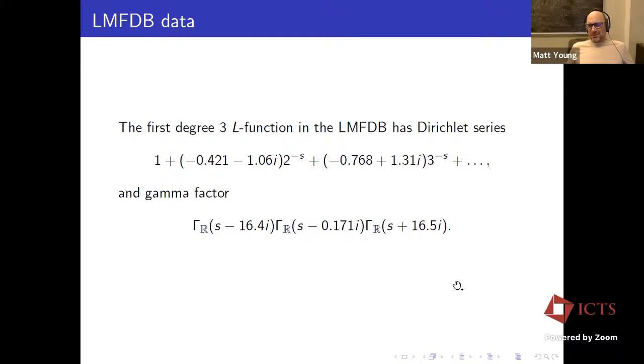Just for fun, I went to the LMFDB, the L-functions and modular forms database, and it has some degree 3 L functions. The first one in their list looks like this. These are all approximations to the coefficients, so this is not an exact formula. This is not negative 0.421, there are additional digits. Presumably this is some kind of complicated transcendental number, but we don't know anything about that. But anyway, you have some sort of Dirichlet series, we have some gamma factor, and this is a degree 3 L function.